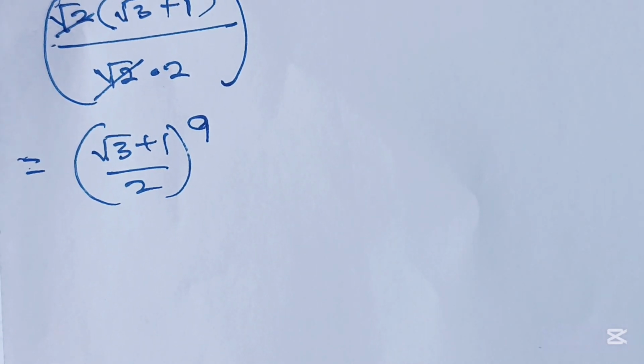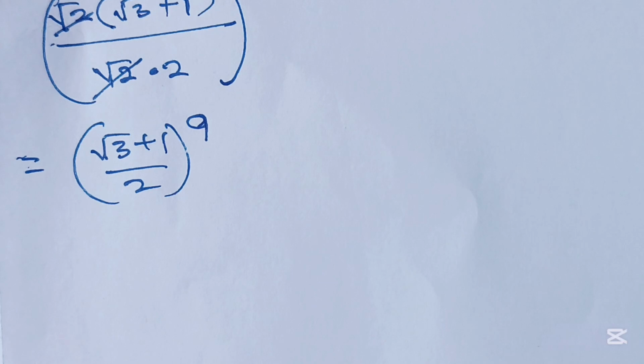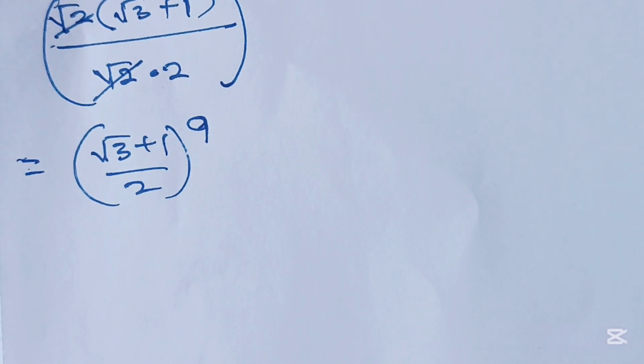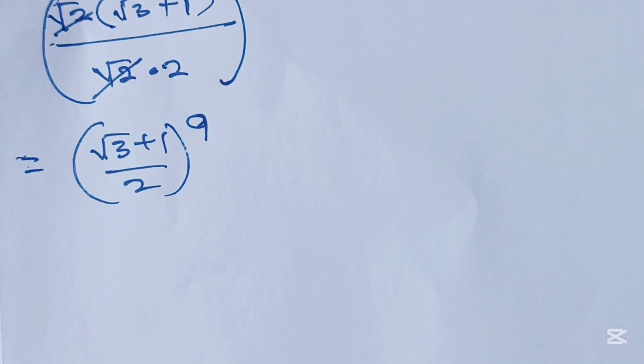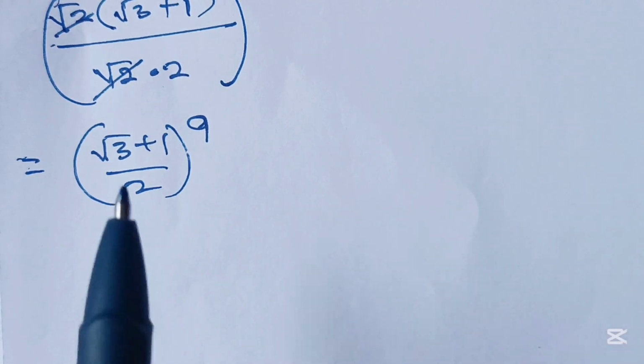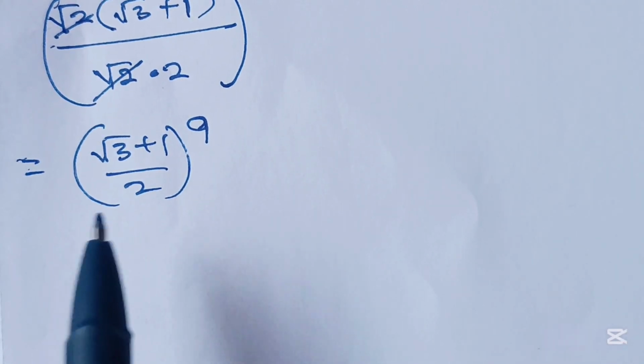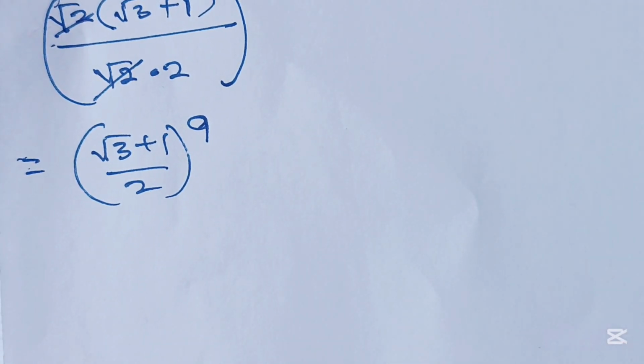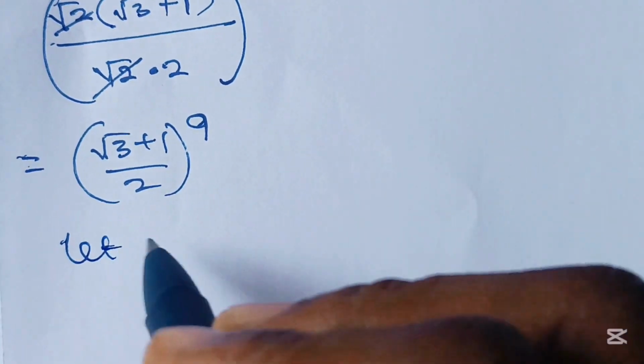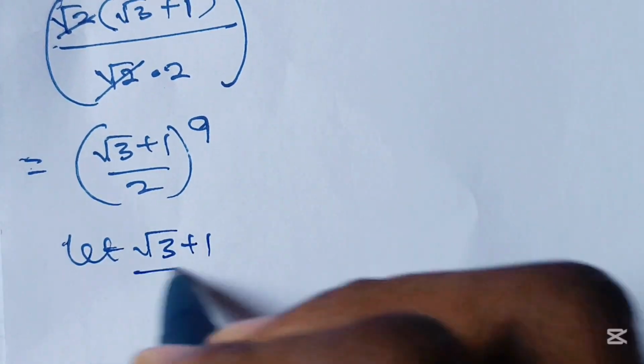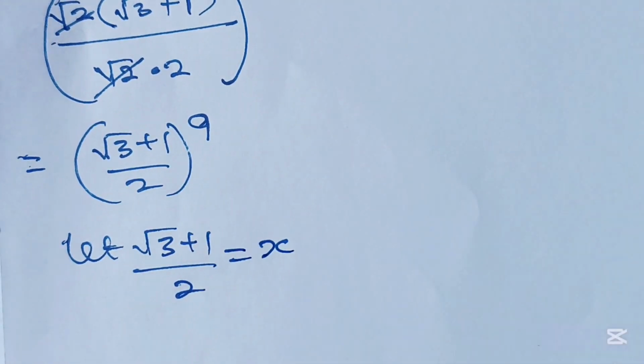So if you've been watching my videos on this type of question, I've always introduced a specific step, and that step works for any of these. All you need is, when there is manipulation, just go ahead and do that. So like I always say, the first thing you need to do is to pick whatever you have inside this bracket and call it anything you want. So I will say, let square root of 3 plus 1 divided by 2 equal x.